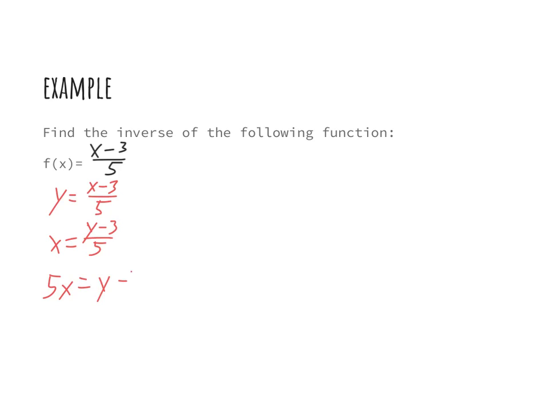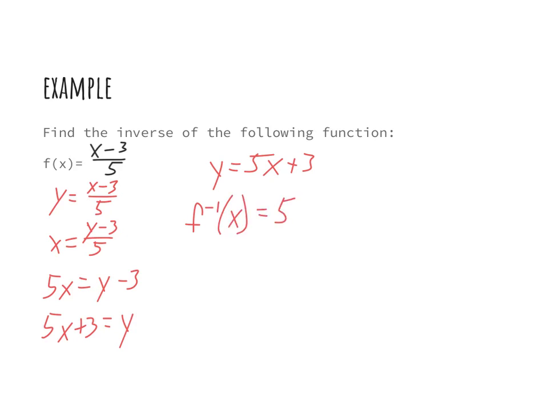So we get 5x is equal to y minus 3. And then we add 3 to both sides. And we get 5x plus 3 is equal to y. And again, we rewrite it so that y is on the left. So we would say y is equal to 5x plus 3. And then again, the last thing we need to do is put it back into function notation by replacing y with f to the negative 1 of x. And that would be equal to 5x plus 3.